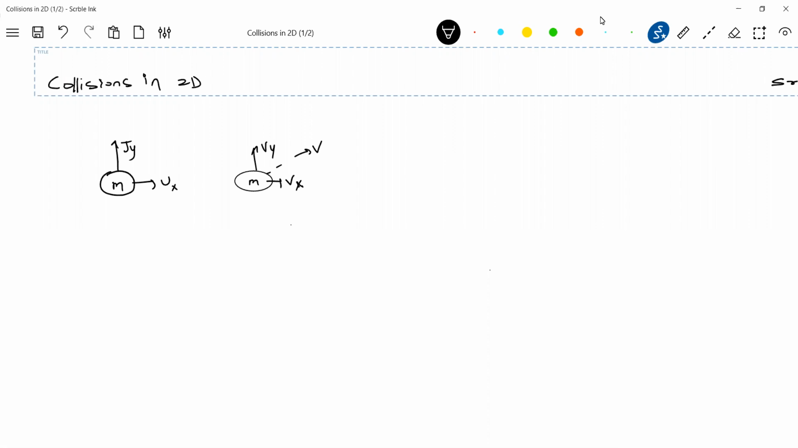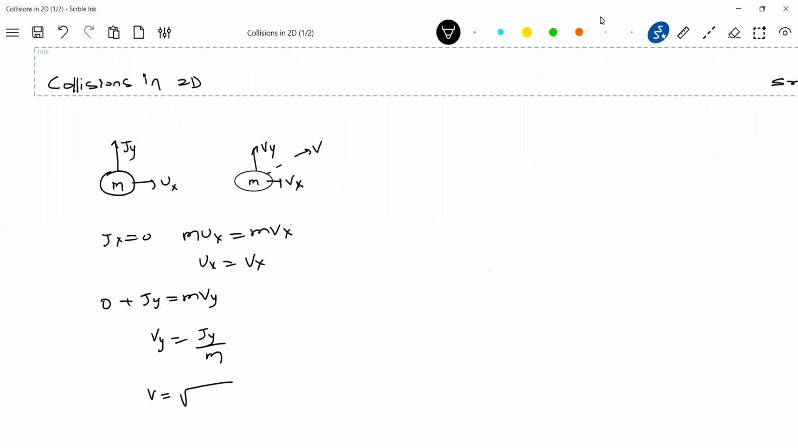Then what are the equations of motion? As Jx is 0, we can write mux equal to mvx, so ux equals vx. Along the y-axis, initial momentum is 0, and Jy equals mvy, so the value of vy is Jy by m. What is the resultant speed? Square root of vx square plus vy square. This is basic, and I'll be using the same idea everywhere, that impulse due to different types of collisions that will occur.